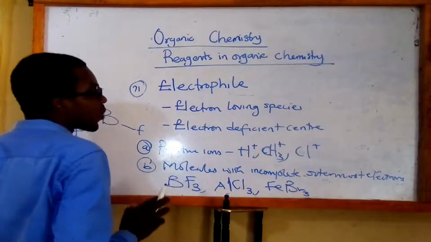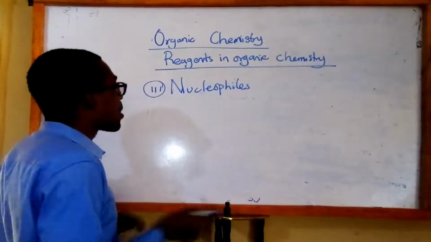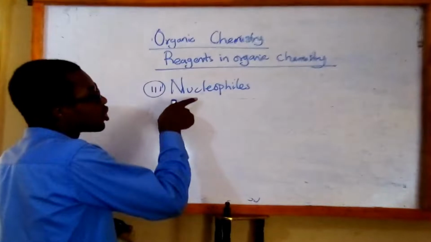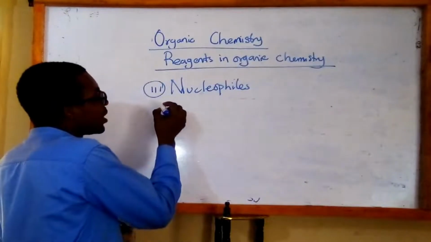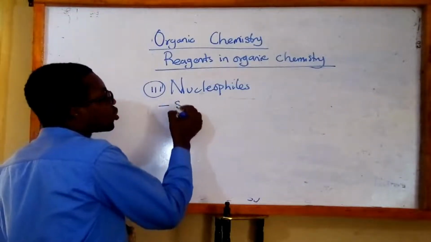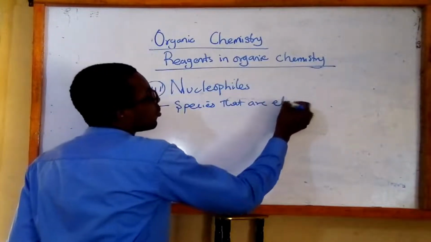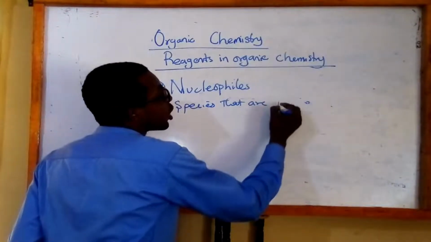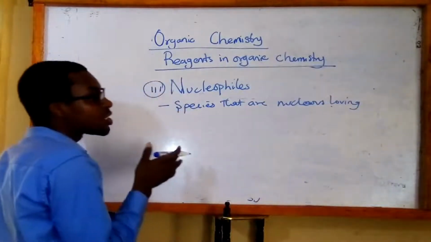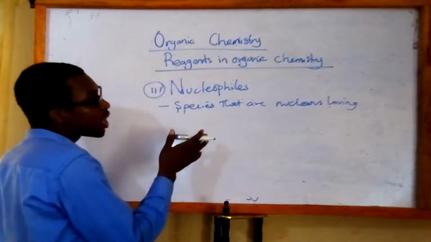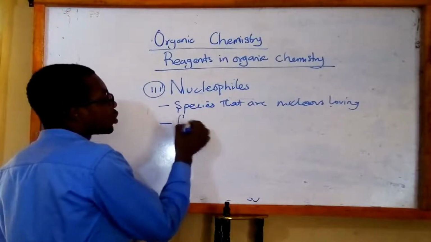The next thing we look at is nucleophiles. The word nucleophile is a compound word gotten from nucleus and phile, philia. It means love of nucleus. So these are nucleus loving species. Now, what does that mean? Remember that the nucleus is positively charged, so they like electron deficient centers. And if that's the case, it means that they are electron rich.